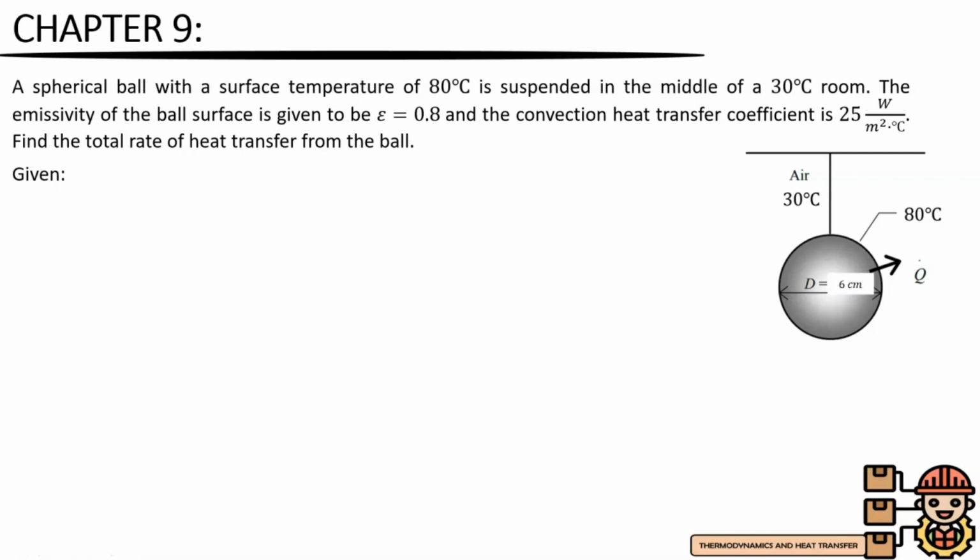So the givens for this problem are the surface temperature, which is equal to 80 degrees Celsius, and the 30 degrees Celsius, which is the temperature of our room. The value for our diameter in centimeters is 6, and we convert it into meters, which is equal to 0.06 meter. The emissivity is equal to 0.8 and the convection heat transfer coefficient is equal to 25 watts per square meter degree Celsius.